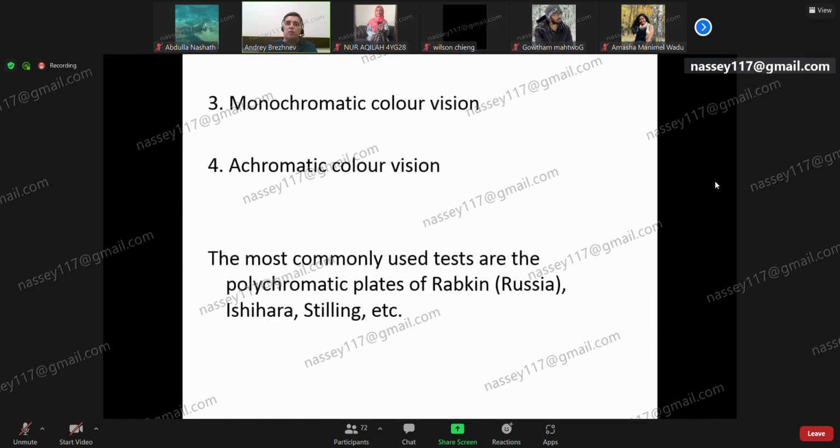Some patients have a problem not with one but with two of three primary colors. This condition is called monochromatic vision, when the patient can recognize only one of three primary colors. And the most severe disorder is when the patient can't recognize any colors at all except black and white and grayish color, different tones of gray color.